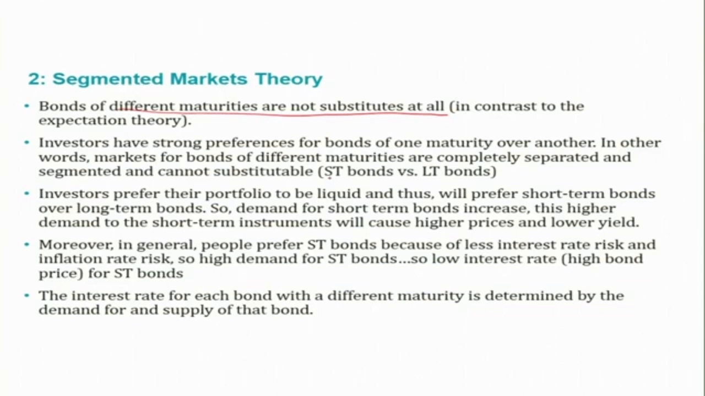So that means there is clear cut segmentation between short term bonds and long term bonds. Here investors prefer their portfolio to be liquid and thus will prefer short term bonds over long term bonds, because short term bonds are more liquid and there is also less risk associated: interest rate risk and inflation risk are less for short term bonds as compared to long term bonds. Because of that, there is a clear preference for short term bonds over long term bonds. When we translate this preference into demand for bonds, there is a high demand for short term bonds because of liquidity, interest rate risk and inflation risk, and the demand for short term bonds increases.